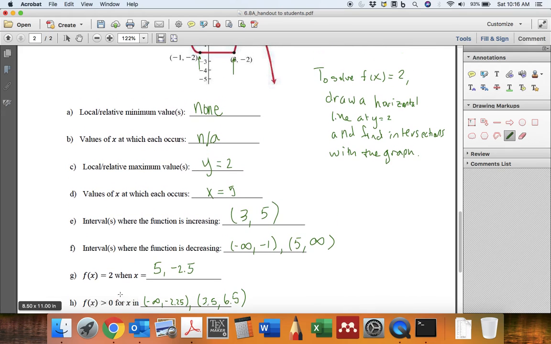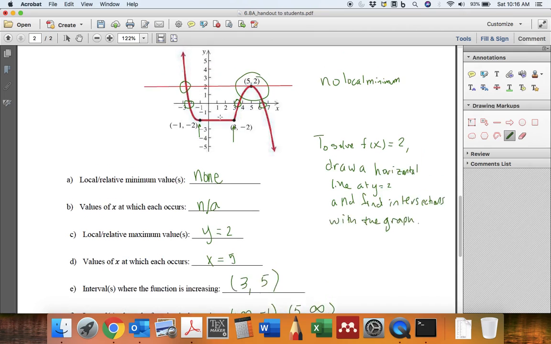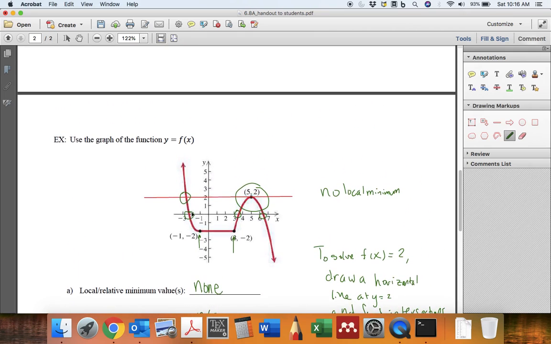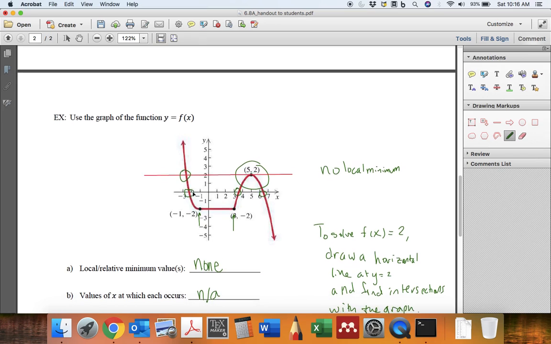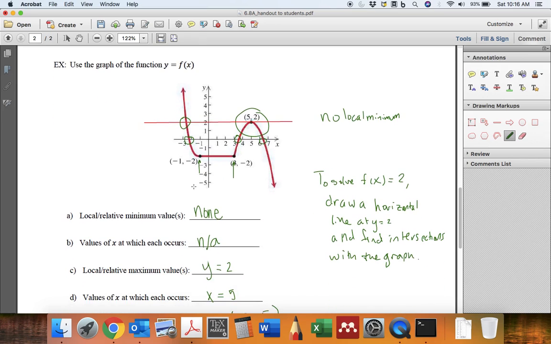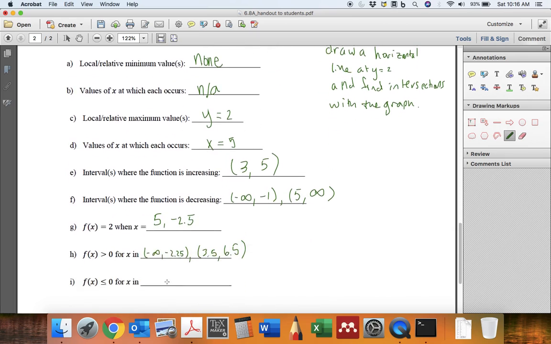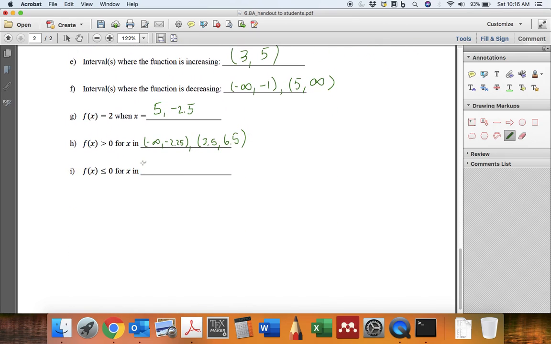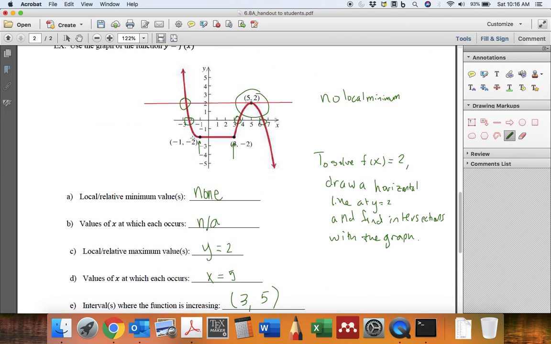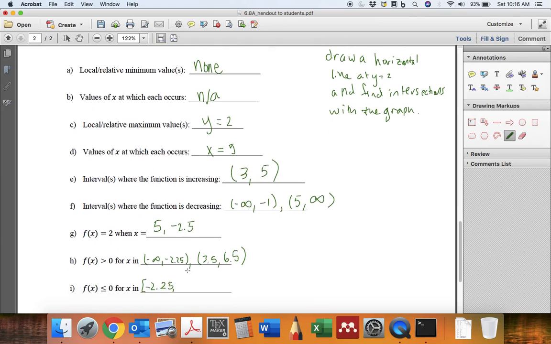And now notice that we've got f of x is less than or equal to 0, so we want to find the spots where f is equal to 0 or less than. So negative infinity up to -2.25, and this is going to be closed intervals because we want all the values where this happens. And then -2.25 up to positive 3.5, and that's it.